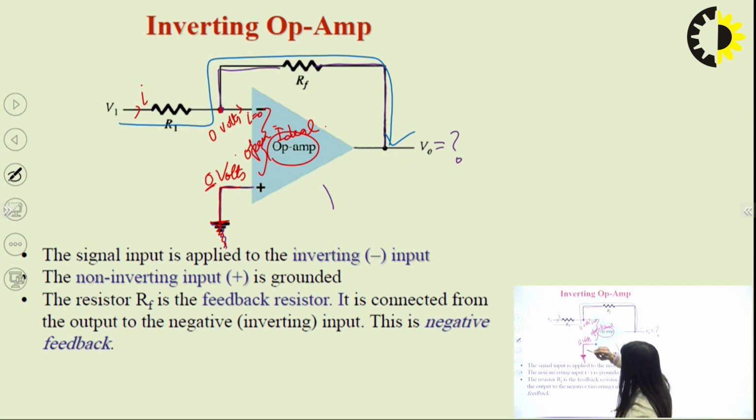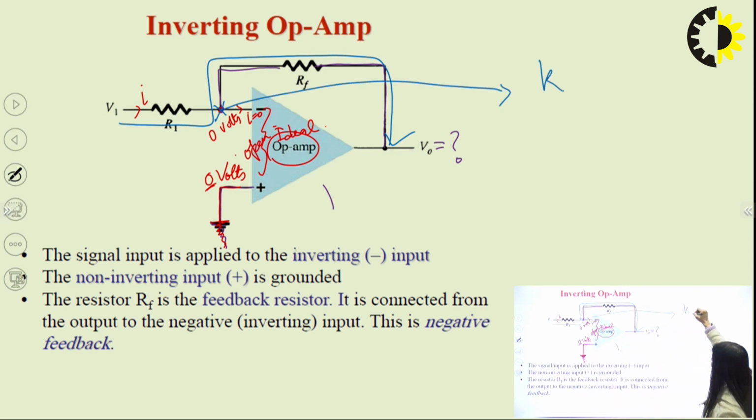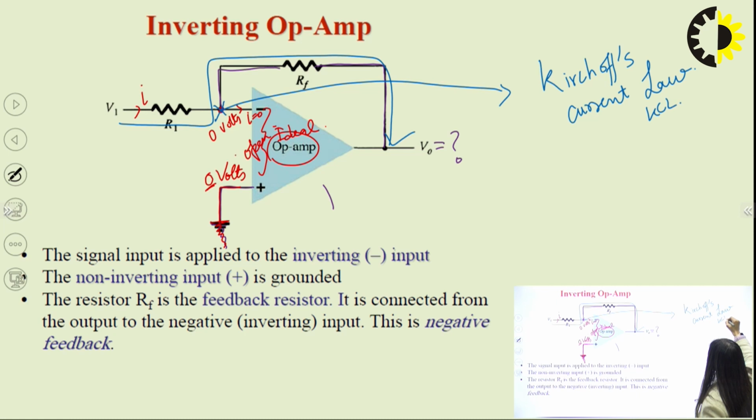Now, what will I apply? I will apply KCL at this point. Kirchhoff current law. Okay. So, I will next consider the voltage and resistance, and then I will calculate the current. What is current in this circuit?